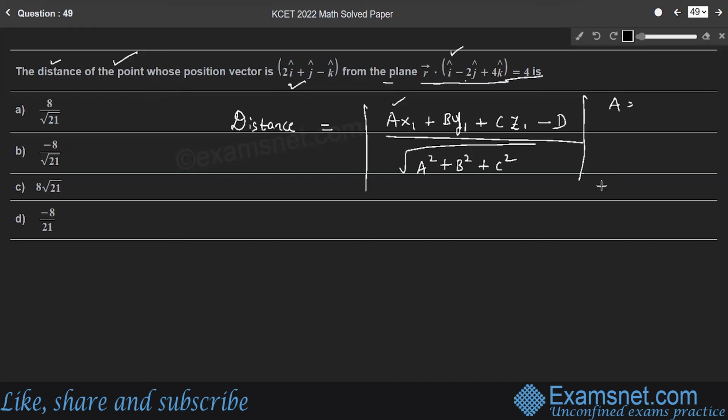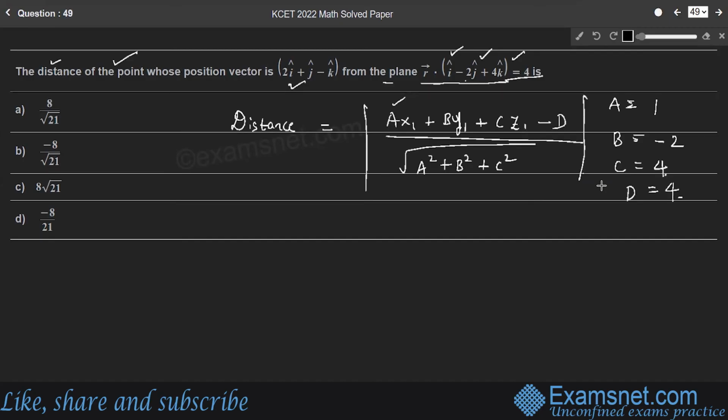So in the plane, here the coefficient of i cap is 1, so a is 1. b is the coefficient of j cap of the plane, which is minus 2. c is the coefficient of k cap of the plane, which is 4. Whereas d is the constant, which is 4.